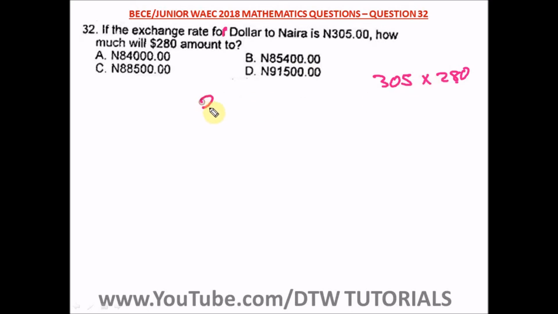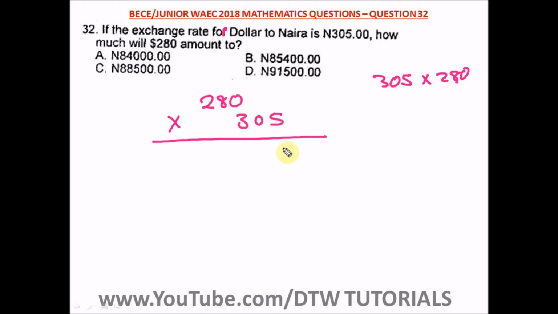We have to multiply this. So we have 280 times what? 305. All right, I hope you remember long multiplication. If they give you a calculator, if you're allowed a calculator, you can just punch it in and get your answer. But let's do this together, so we can refresh our memory on multiplication. All right. Okay, so we have here 5.